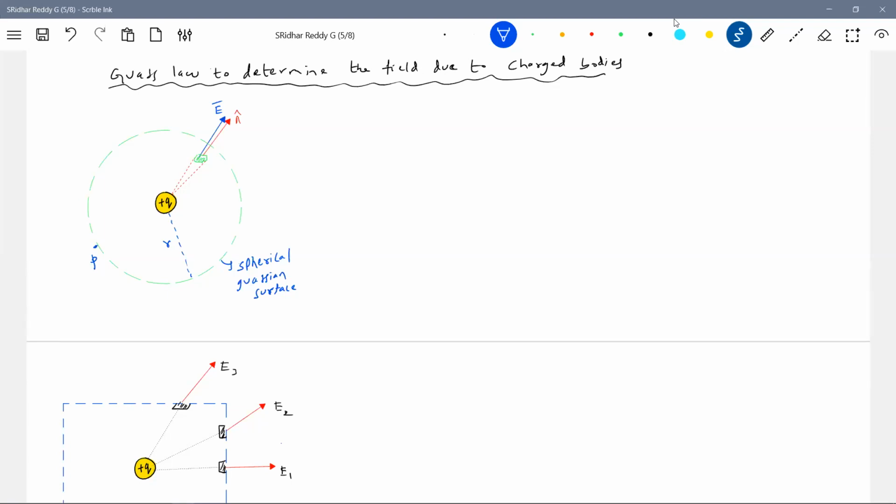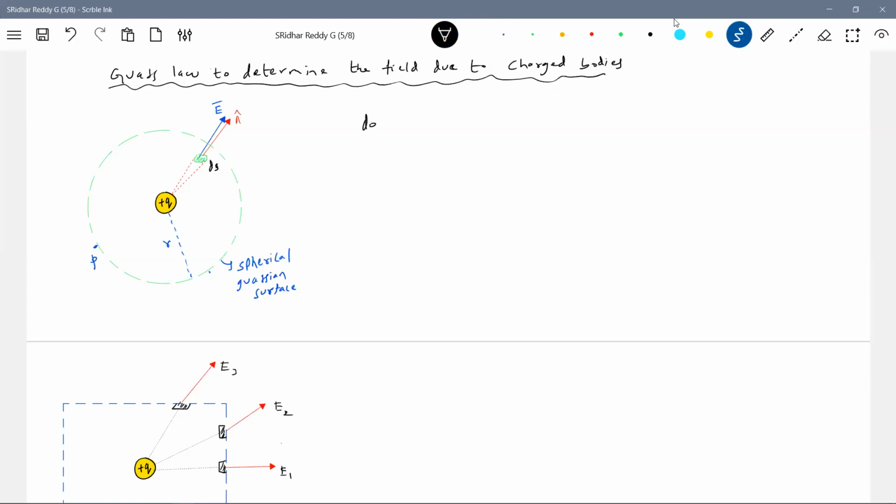Let's start simple with the point charge. First, we'll find the electric field due to a point charge using Gauss law. Then we'll extend it to different bodies. Then we'll see what conditions come, and how far this Gauss law is going to help us a lot. What I do is, there's a Gaussian spherical surface. I'll assume an elemental surface. So what is the surface? ds.